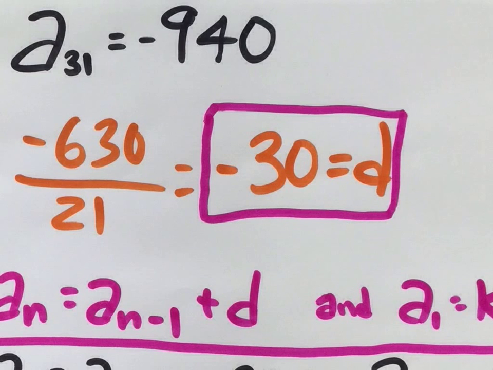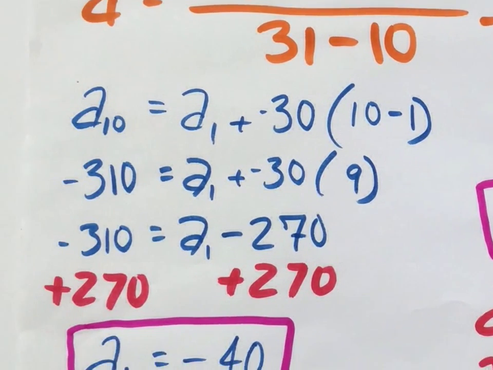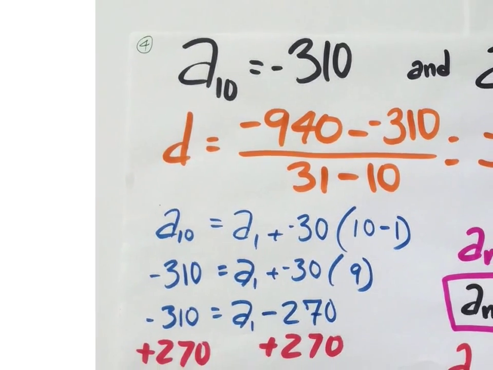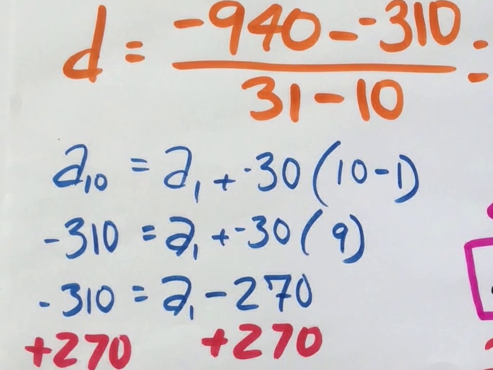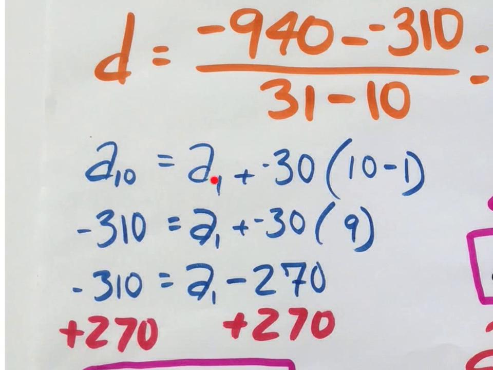Great. Next, we've got to find the first term. We're going to go back to our explicit equation formula. We know that, let's say we're using a sub 10 equals negative 310. We know that a sub 10 equals the first term, which we don't know yet, plus negative 30, the difference, times 10 minus 1. We know it's 10 minus 1 because we're grabbing that from the count right there. And we can swap out a sub 10 for negative 310 because they're equal. We're going to make that equal to a sub 1 plus negative 30 times 9. Negative 30 times 9 is going to be negative 270.